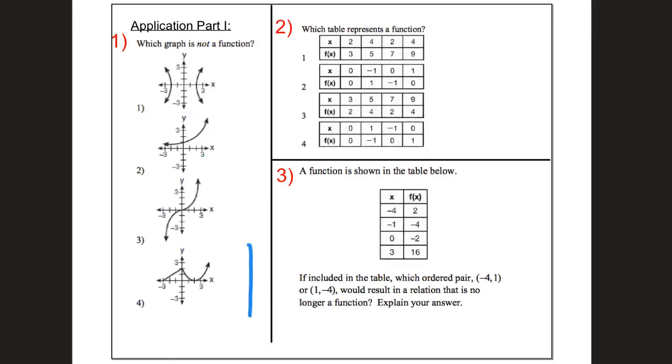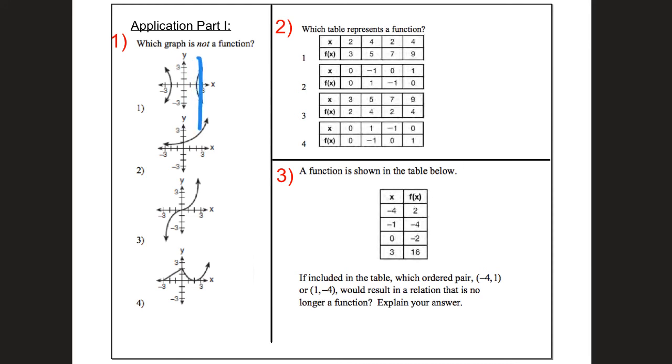All right, we're going to jump right into some other practice questions. For number one, which graph is not a function? So this is our vertical line test whenever we have graphs. For number 4 down here, it looks like it's passing everywhere, so 4 can't be our answer. We're looking for the one that's not a function, or the one that fails the vertical line test. This is also going to pass. This is going to pass. It's going to be choice 1 as our answer.